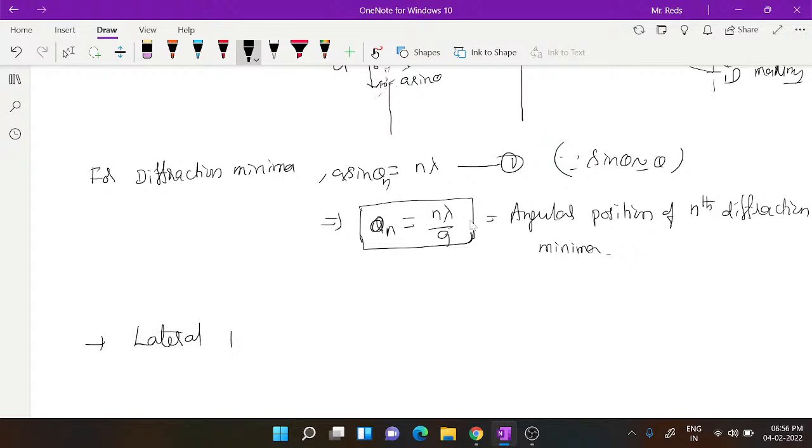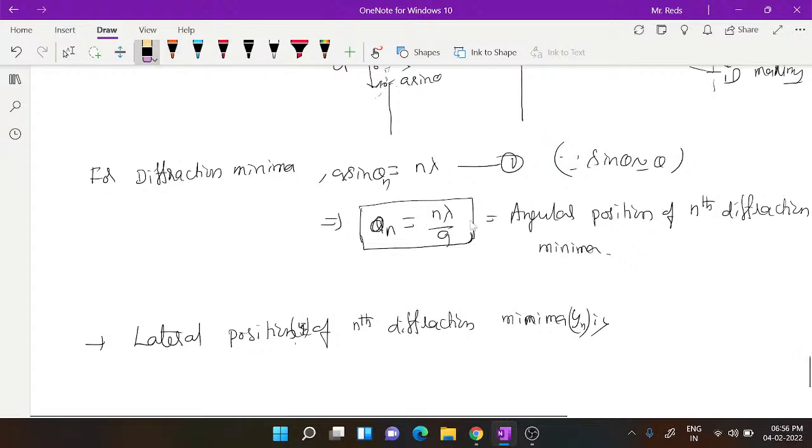Lateral position of nth diffraction minima is to find the lateral position. Lateral position can be expressed as y. For a lateral position of nth diffraction minima, otherwise you can write it as yn.